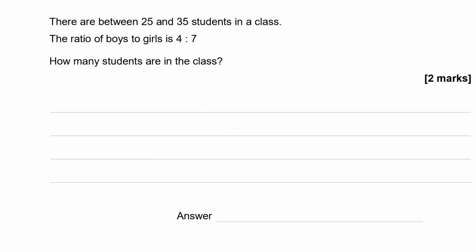There are between 25 and 35 students in the class. The ratio of boys to girls is 4 to 7. How many students are there in the class? Well, if the ratio is 4 to 7, then the number of students in the class has got to be a multiple of 4 plus 7. It's got to be a multiple of 11. And the only multiple of 11 between 25 and 35 is 3 lots of 11, 33.